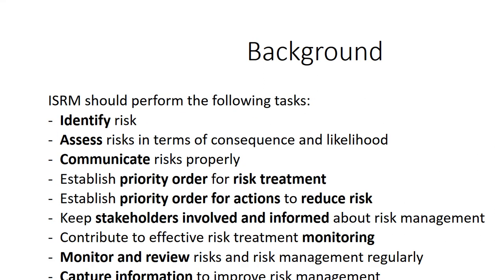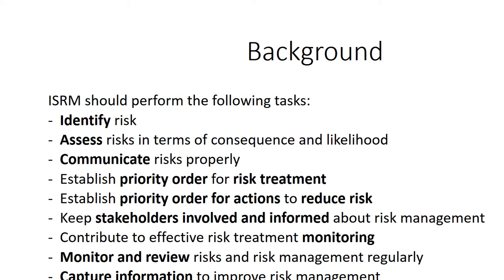Typically, information security risk management should perform the following tasks: it should identify risk, it should assess risk in terms of consequence and likelihood, and it should communicate risk properly to all the involved stakeholders in your company. It should also establish the priority order for risk treatment, so that you know what the most important risks are that you should treat first. And it should establish priority order for actions to reduce the risk. And it should keep all the involved stakeholders informed about the risk management process, the task, and the outcome of each and every phase.